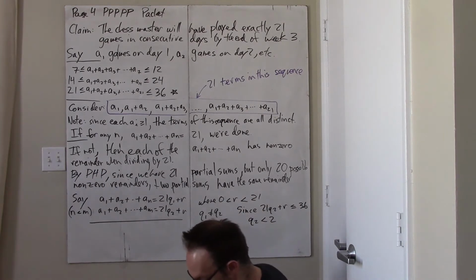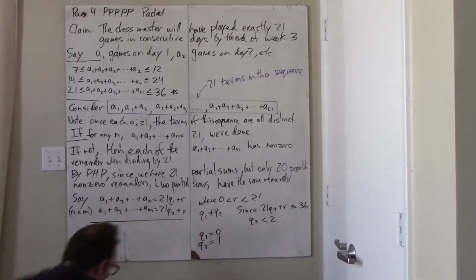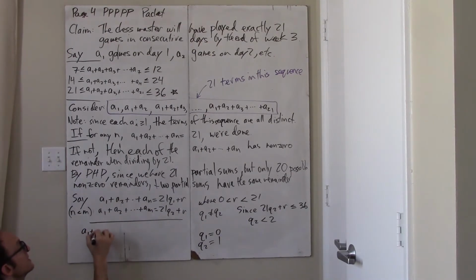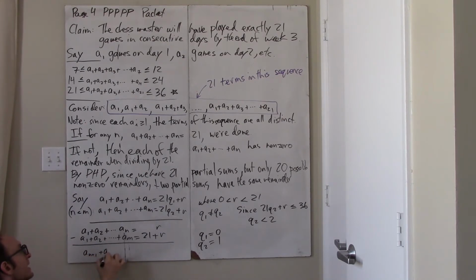Why is that important? Well, that means that in fact on day 1 up until n, we played exactly r games, because Q1 is 0, and on days 1 up to m, we played 21 plus r games. And now we subtract. And if we subtract, we see that on day n plus 1 and day n plus 2, all the way up to day m, we played precisely 21 games.